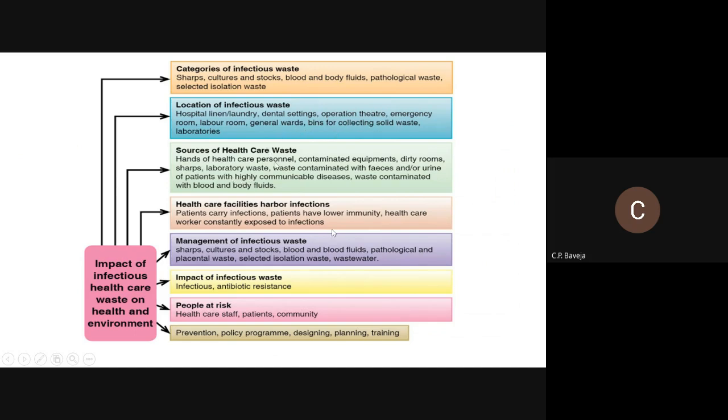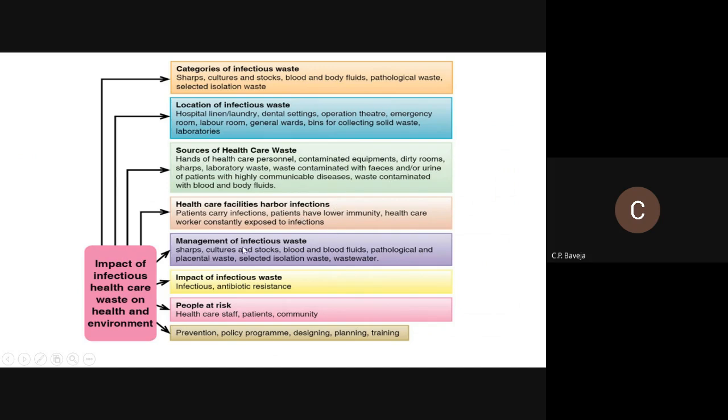Then the source of healthcare waste. Again, we have discussed: hands of healthcare personnel, contaminated equipment, dirty rooms, sharps, laboratory waste, waste contaminated with feces and urine of patients with highly communicable diseases, waste contaminated with blood and body fluid. Then healthcare facilities harbor infections. Patients carry infections. Patients have a lower immunity. Healthcare workers are constantly exposed to infections.